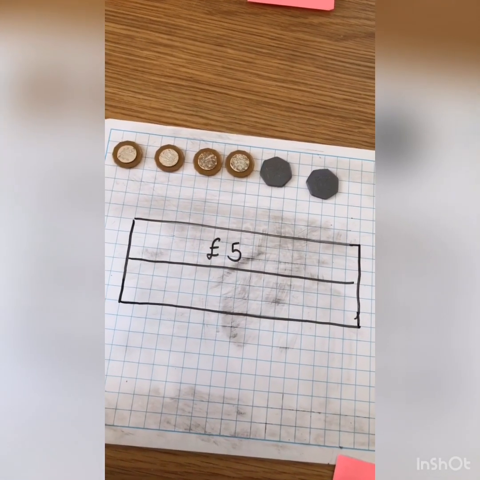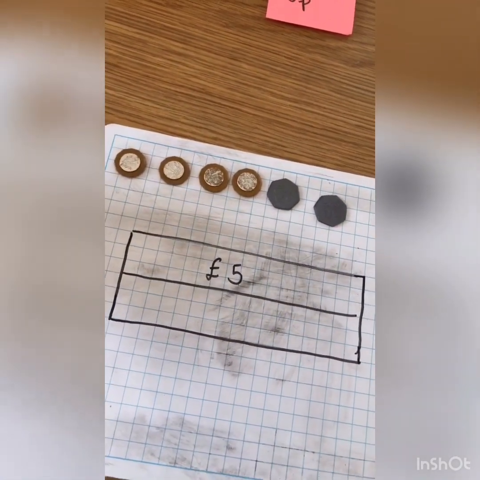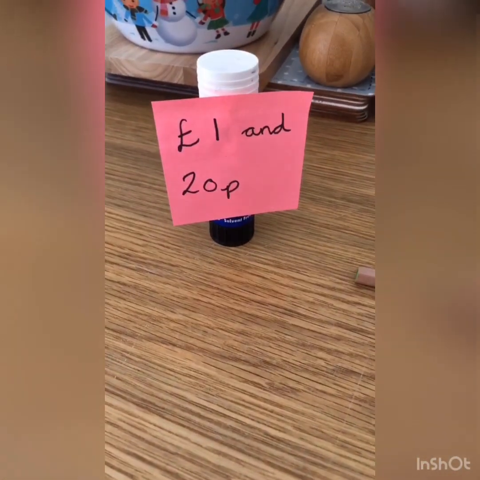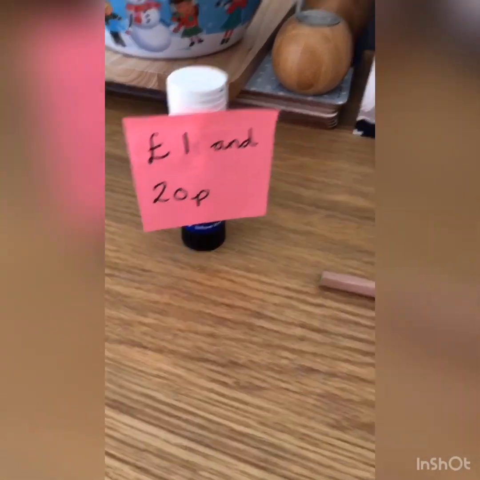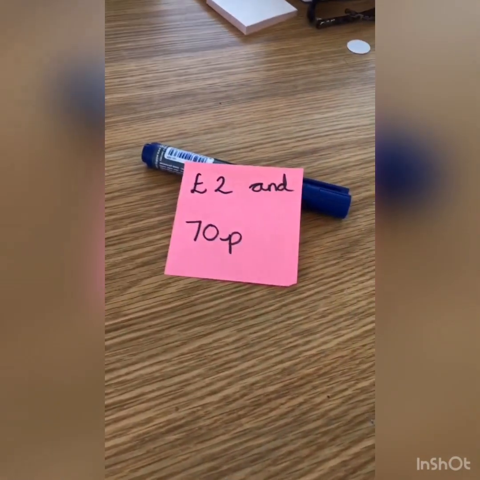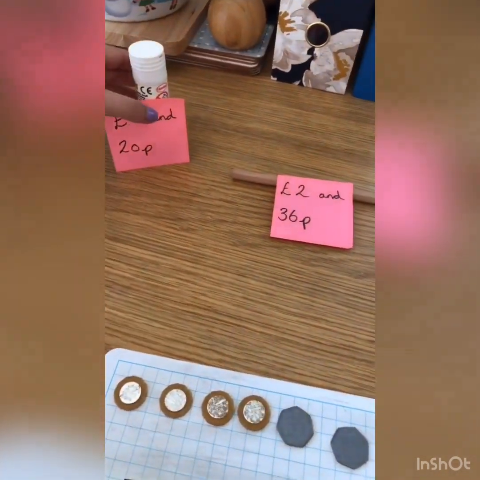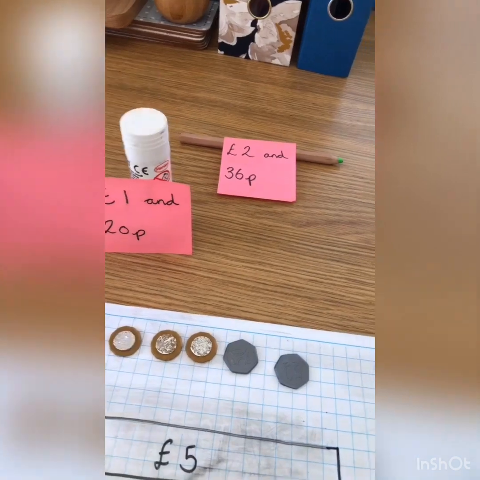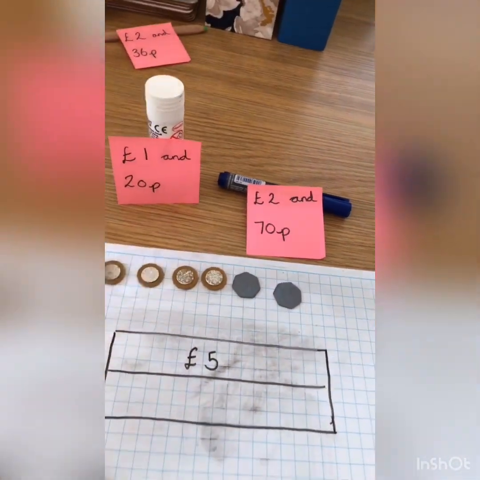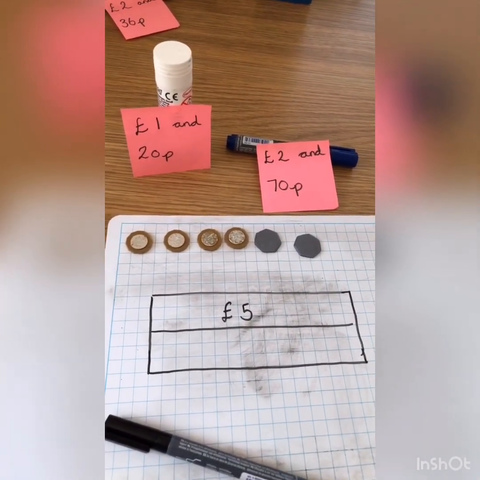Let's have a go at the challenge. So I'm sticking with my £5 that I have to spend at the shop, but this time I have changed my objects. So my glue stick is £1.20, my highlighter is £2.36, and my whiteboard pen is £2.70. And this time I'm going to buy my glue stick for £1.20 and I'm going to buy my whiteboard pen for £2.70. And I want to work out how much change I would get from £5.